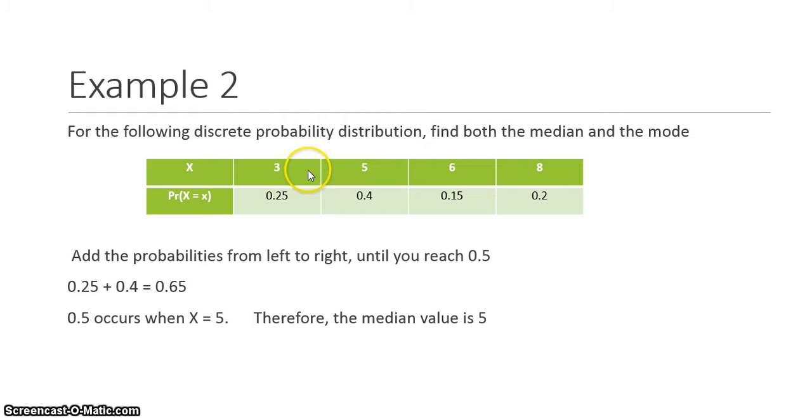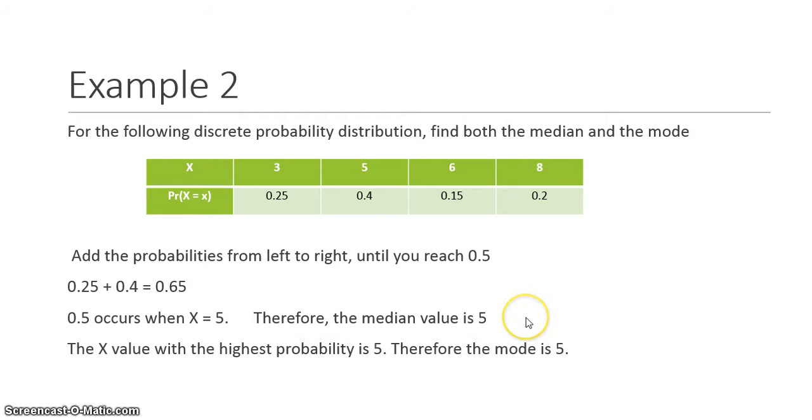Here I have a summary of what I've just said. Add the probabilities from left to right until you reach 0.5. When I add the first two probabilities together, I get 0.65. So therefore, the 0.5 mark occurs when x is equal to 5 and the median value is 5. The x value with the highest probability is also 5, so therefore the mode is 5.